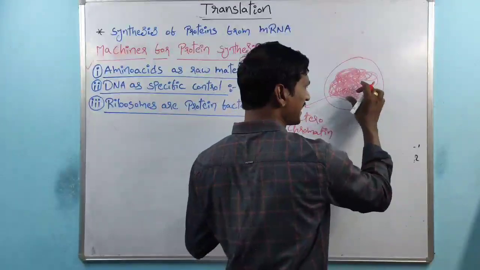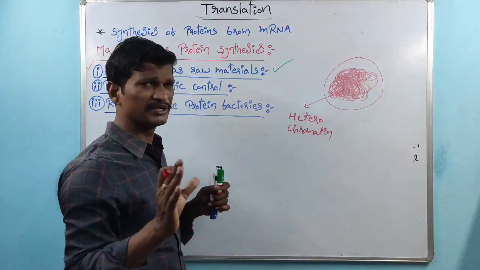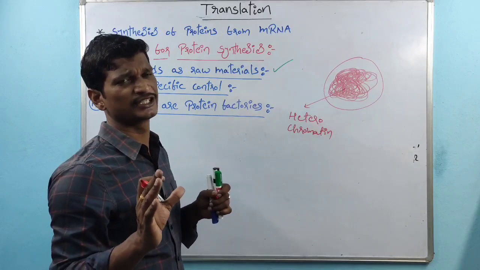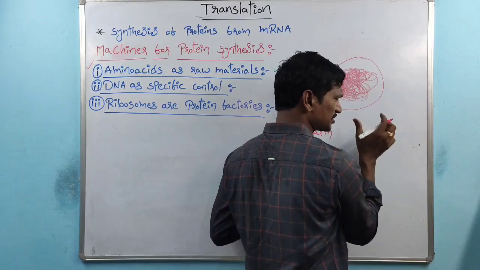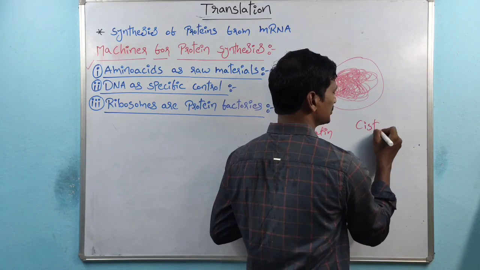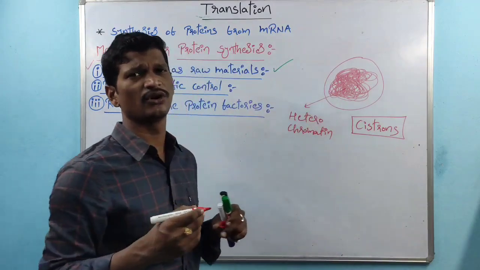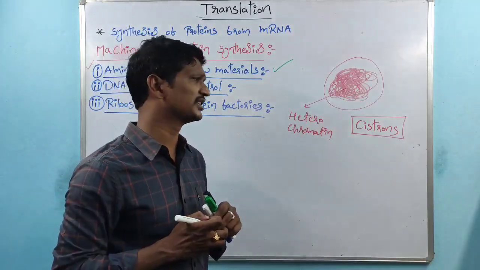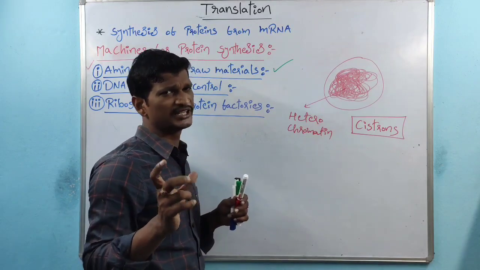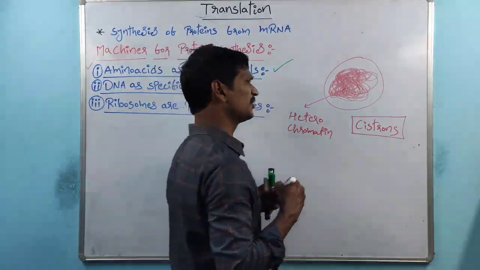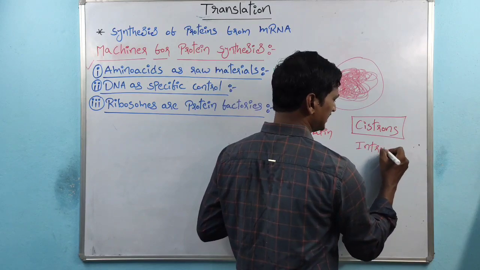Even within the loosely packed region, not all DNA fragments are involved in gene expression. DNA contains specific sequences called cistrons. The functional part of the DNA is called a cistron, and it is involved in gene expression. Some sequences which are not involved in gene expression are called introns.